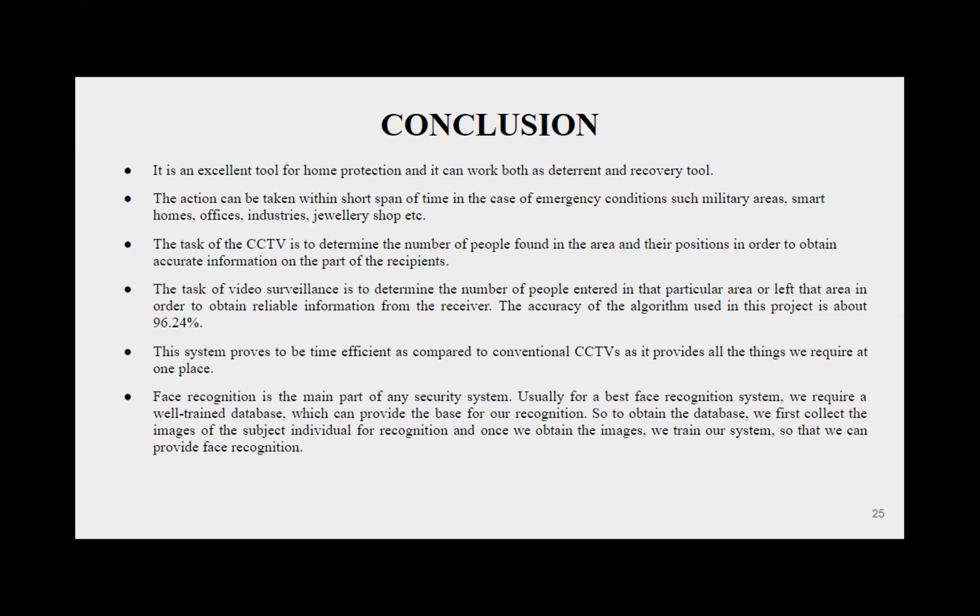This system proves to be time efficient compared to conventional CCTVs, as it provides all the things we require in one place. Face recognition is the main part of the security system. Usually, for the best face recognition system, we require a well-trained database which can provide the base for the recognition. So to obtain the database, we first collect images of the individual subjects for recognition. Once we obtain the images, we train our system so that we can provide face recognition.